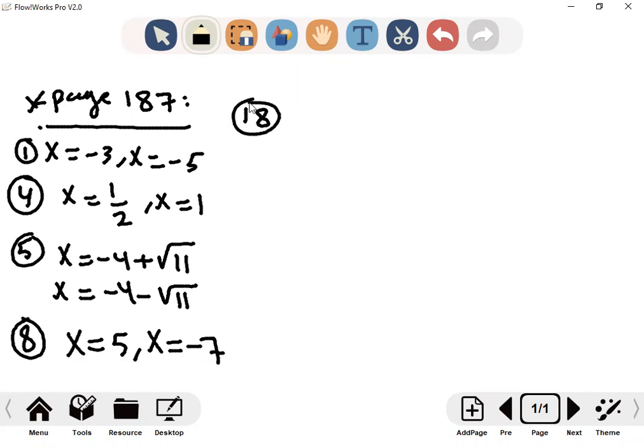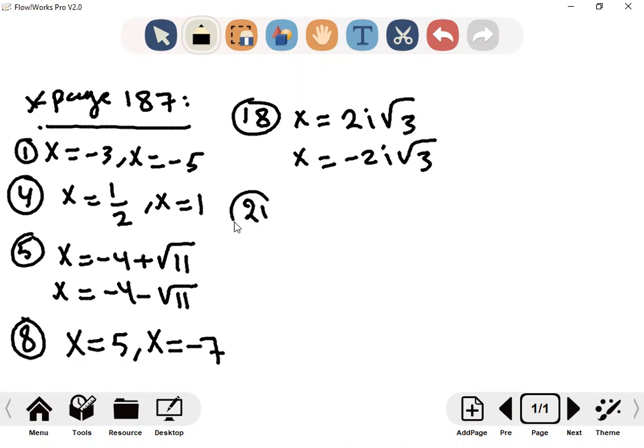Question 8: x equals 5, and x equals -7. Number 18: x equals 2i square root of 3, and x equals -2i square root of 3. Here b is 0, right? Right. Number 21: we have x equals 7 plus 2i, x equals 7 minus 2i.